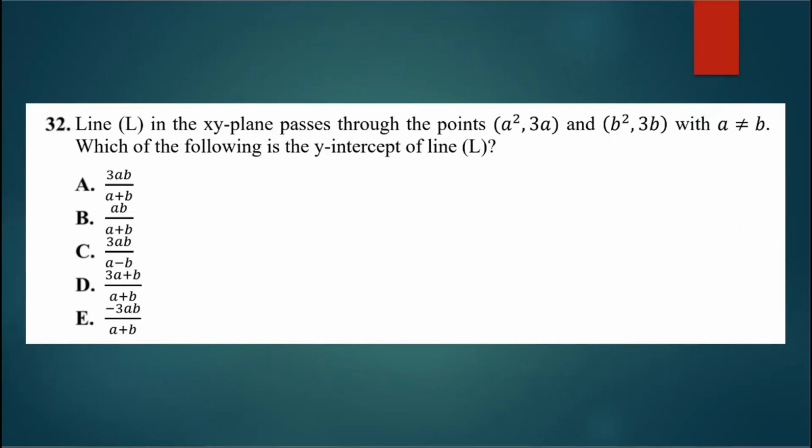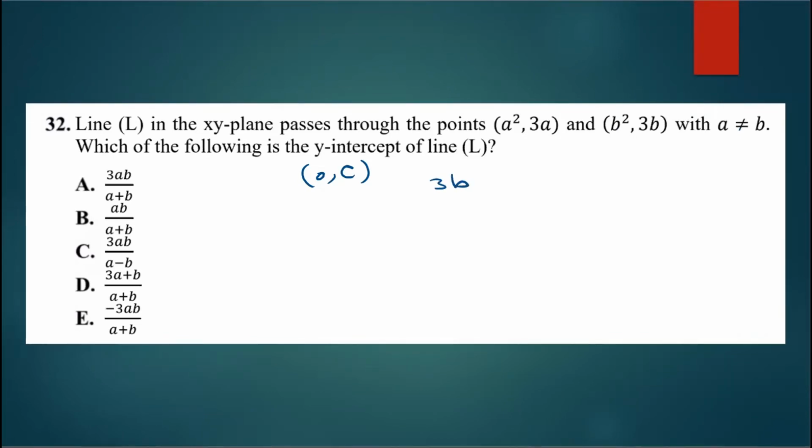Anyway, 32. Line L in the XY plane passes through the points here and there. Which of the following is the Y-intercept of the line? Again, the Y-intercept of the line means that X equals 0. So 0 and what? I need to find this, C. Again, the only trick I will use is finding the slope twice. I use that a lot.